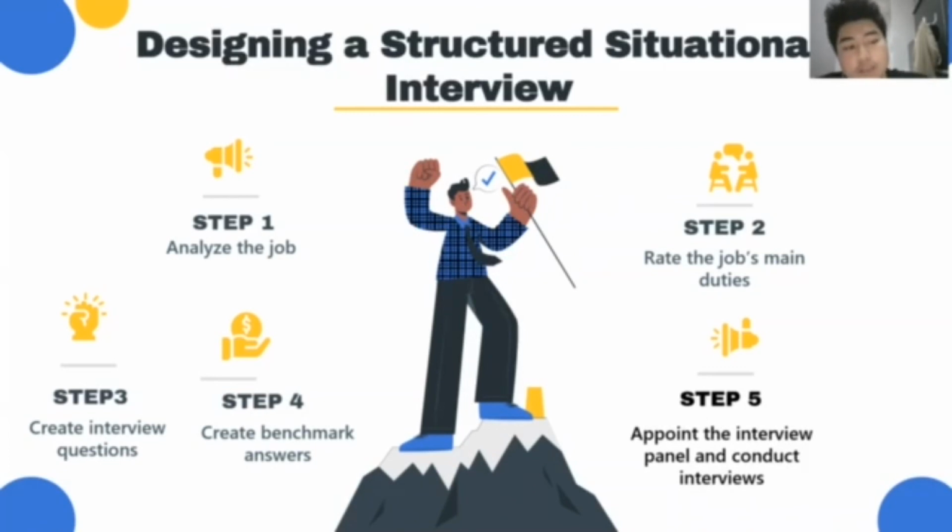And then the third step is to create interview questions. Create situational, behavioral, and job knowledge interview questions for each of the job duties, with more questions for the important duties. The fourth step is to create benchmark answers. For each question, we develop an ideal answer. For a good answer, we give a 5 rating. For a marginal answer, we give a 2 rating. And if they have a poor answer, we give a 1 rating. The last step is to appoint the interview panel and conduct interviews.